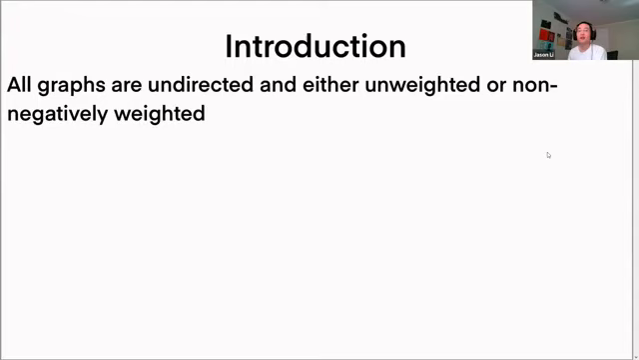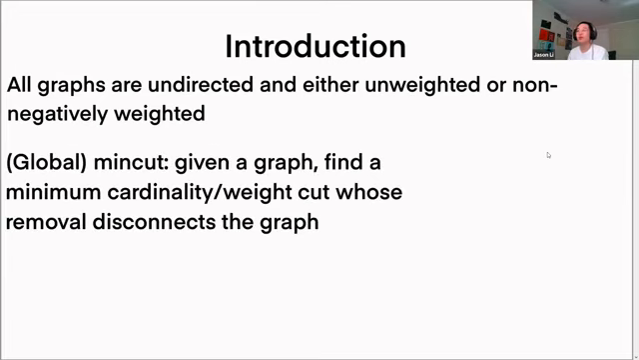So in this talk, all graphs we'll be considering are undirected and either unweighted or non-negatively weighted. And one problem we'll consider is the global min cut, which is, given a graph, delete the min number of edges or min weight of edges to just disconnect the graph. So disconnect any two vertices S or T from each other.